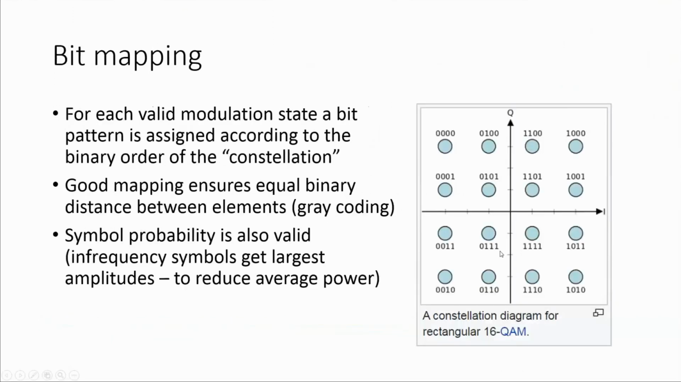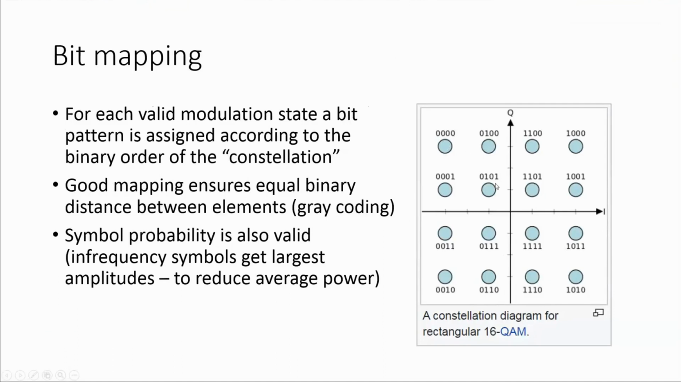So here's our states. This is 16 QAM. And we have 16 states. We need 4 bits. So we pick a bit pattern that corresponds to each one of these states. And typically they're gray coded so that you have only 1 bit error between them. That's what good mapping is. It means that if you change a symbol, you have a symbol error, you only get 1 bit error.